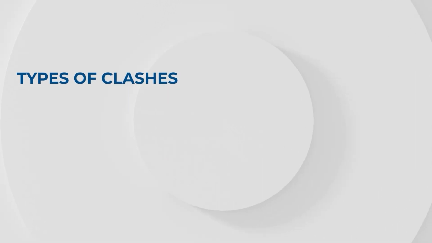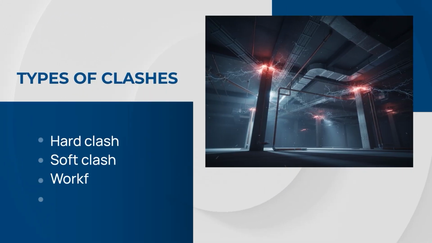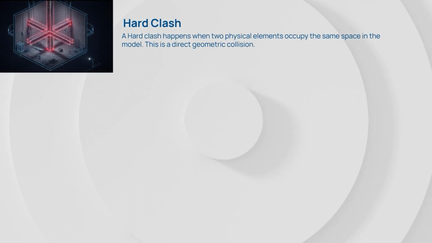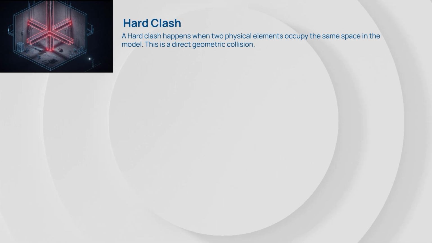We have hard clash, soft clash, workflow clash, and clearance clash. Hard clash is a clash where a physical overlap happens. For example, cable trays and plumbing pipes are overlapping physically on each other, and cable trays going through the inside of the beam. These come under hard clashes.